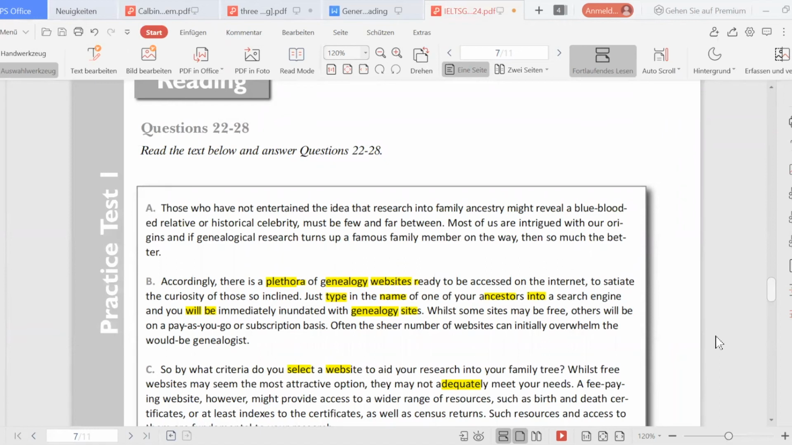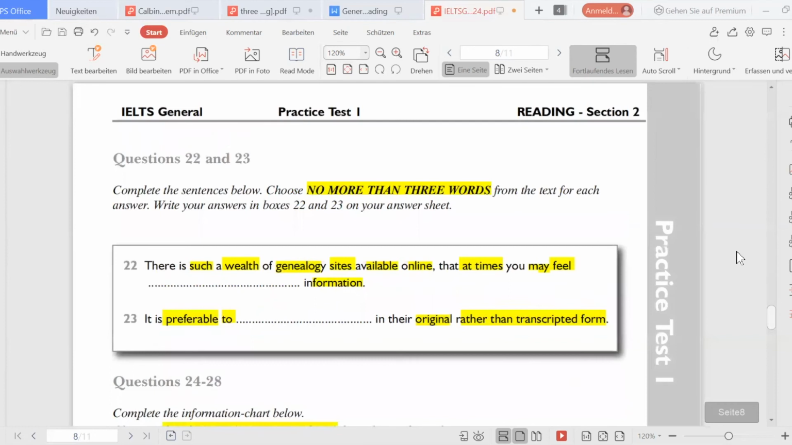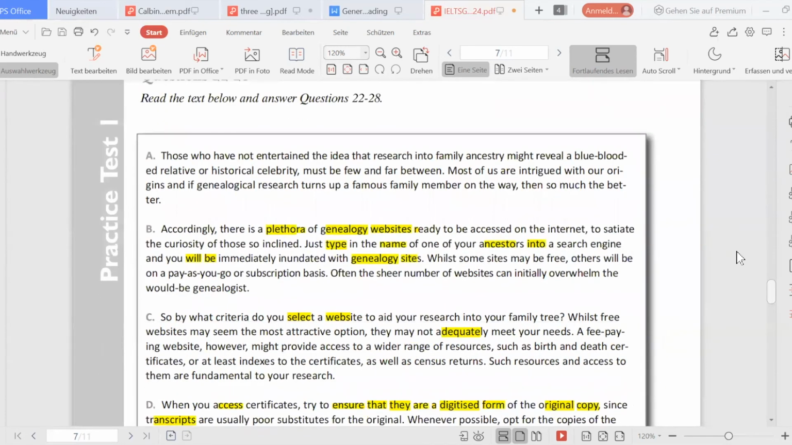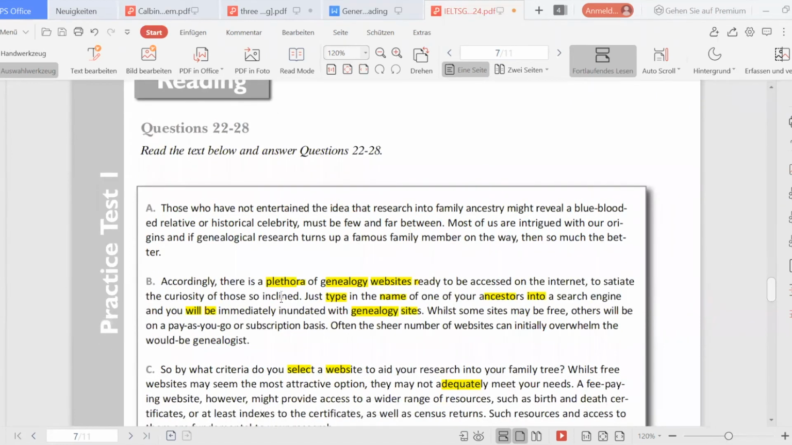They should not be far away from each other. Okay, so that is the point here. So that is why, once you figure this out, obviously our answer is what comes directly after this phrase, okay? "May feel will be immediately inundated." So this is actually the answer.